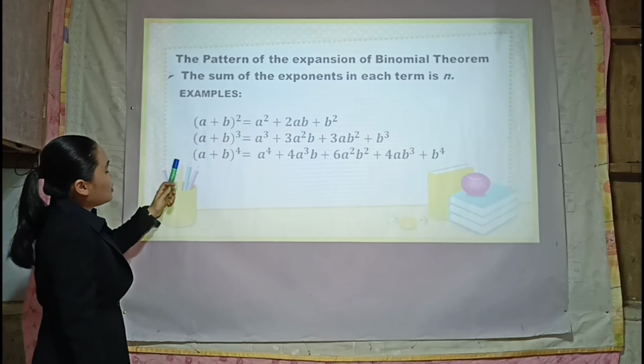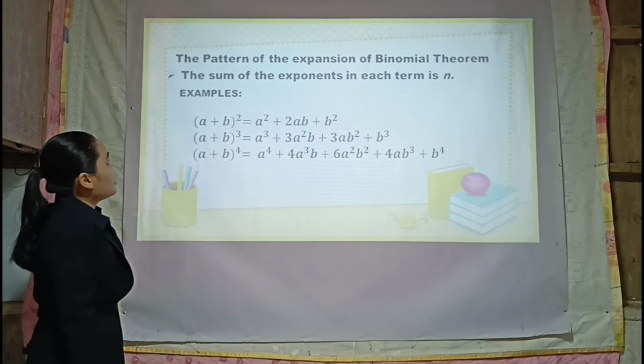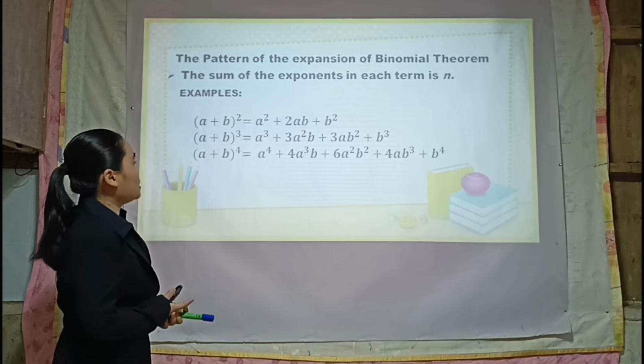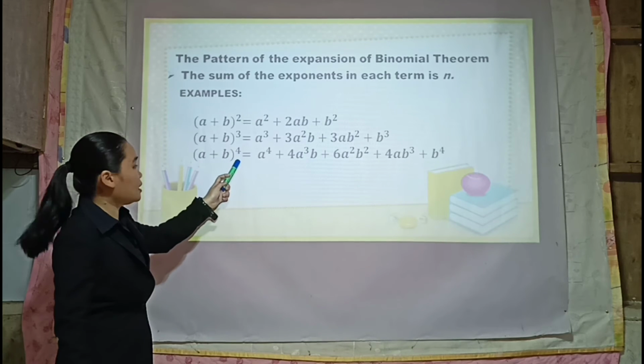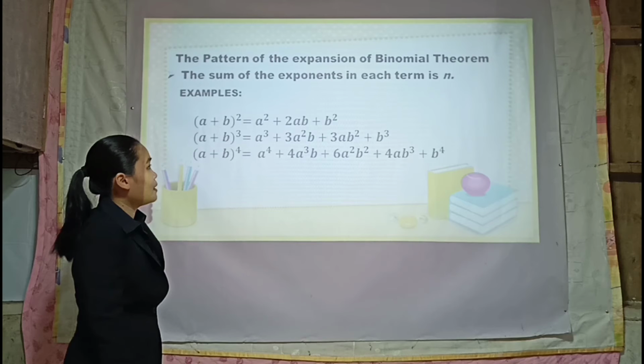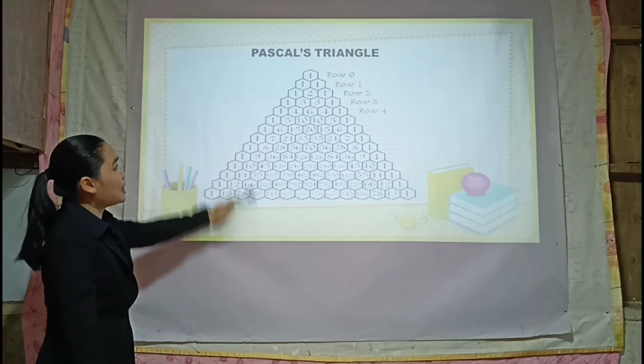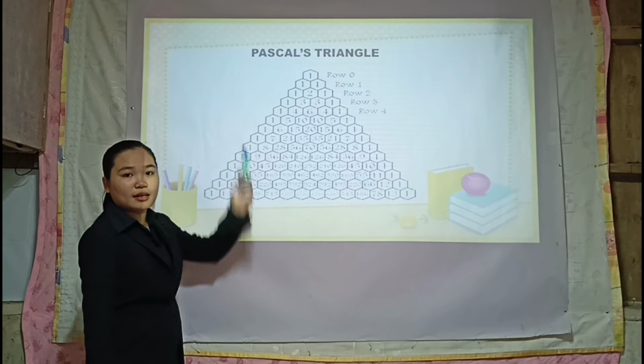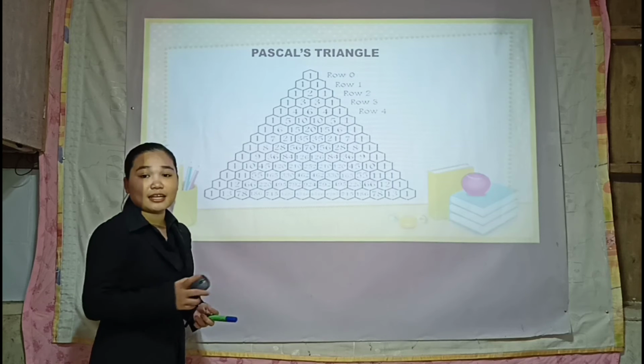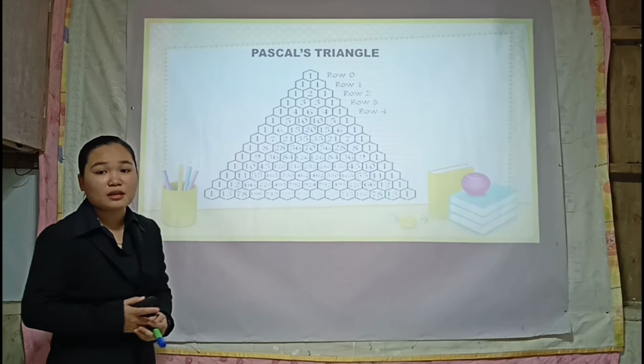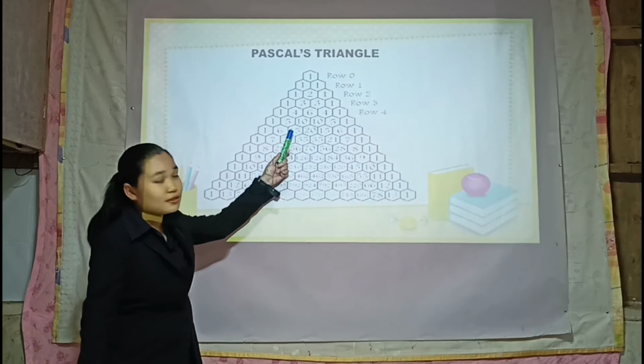So, in this example, the sum of the exponent in each term is 4, since our n here is 4. Okay. Now, let's proceed to Pascal's triangle. In Pascal's triangle, it can help you to find the coefficient from row 0 and so on.